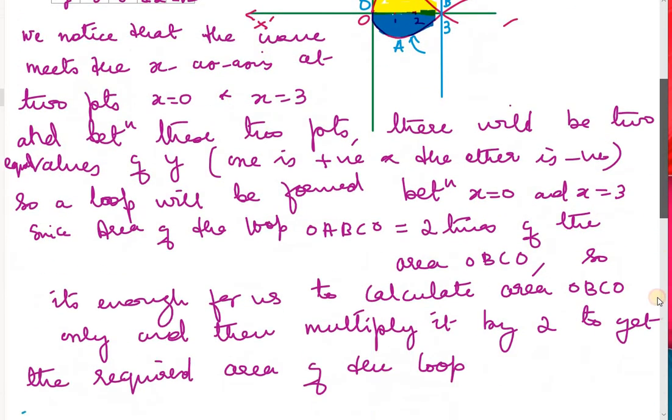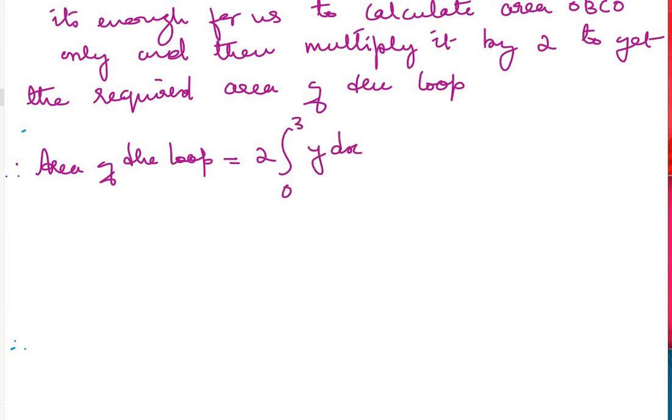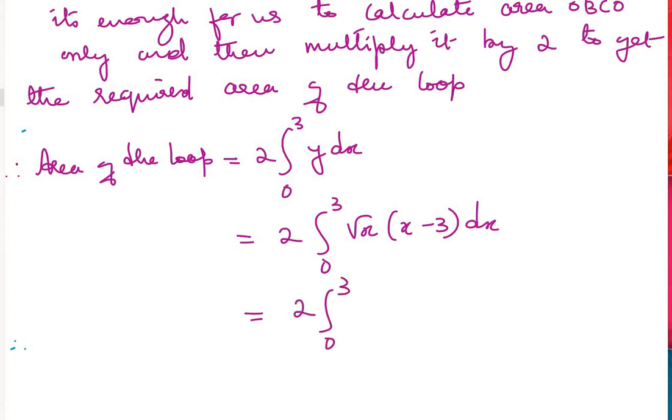So therefore, what will be the required area now? Area of the loop is equal to 2 times the integral from 0 to 3 of y dx. But what is y? It is root x into (x minus 3) dx. Now, if you multiply this square root of x inside the bracket, then you get x to the power half into x, because root x is the same as x to the power half, minus 3 into x to the power half, dx.